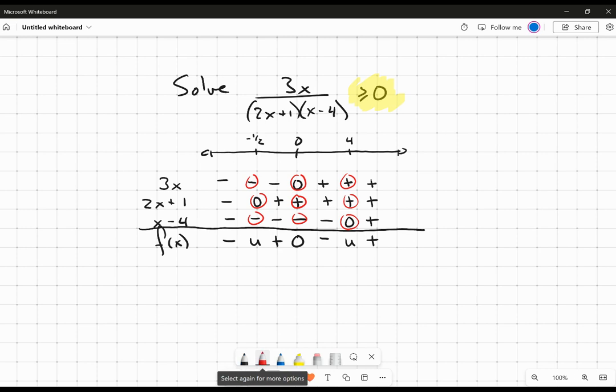Well, it's going to be greater than on the intervals where I'm positive and equal to 0 when it's equal to 0. So that's these two together and this one. Well, what is that? Well, that is going to be the interval, okay, when x is going to be an element of basically the interval here. It's going to be from negative 1 half up to 0, but including 0, because at 0, the whole thing goes to 0, together with not including the 4, but everything to the right of 4. And so there's my solution.